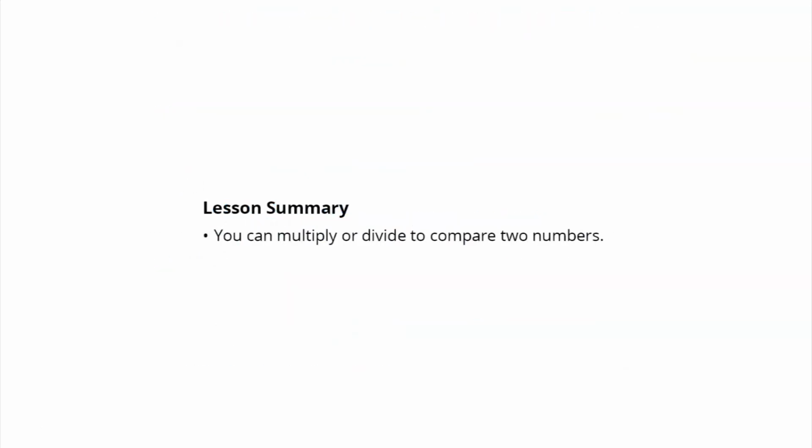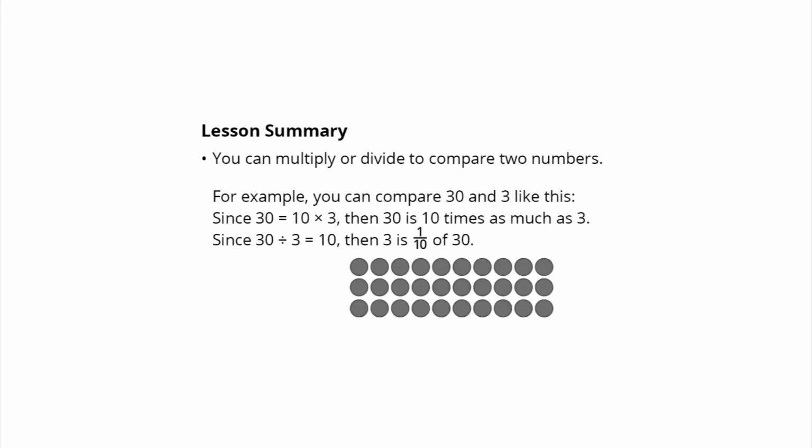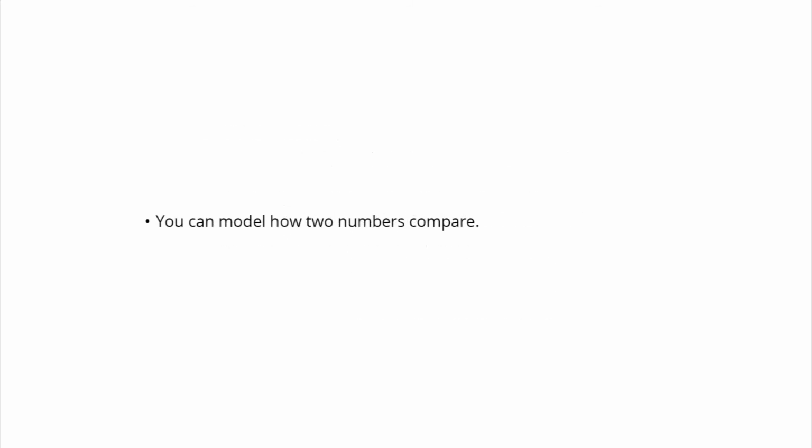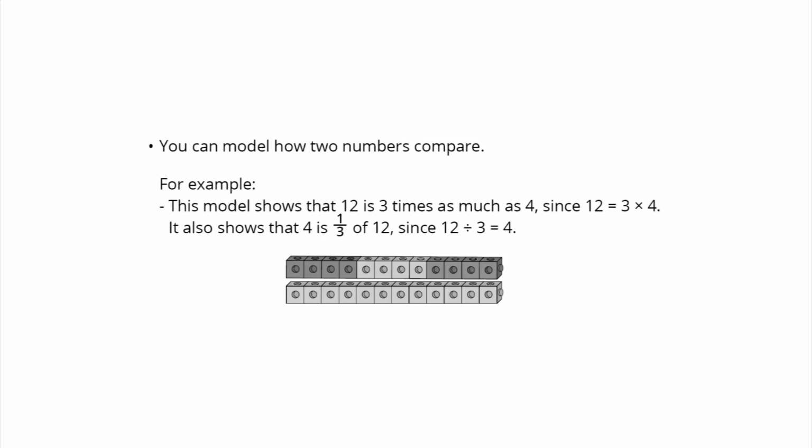Lesson summary. You can multiply or divide to compare two numbers. For example, you can compare 30 and 3 like this. Since 30 equals 10 times 3, then 30 is 10 times as much as 3. Since 30 divided by 3 equals 10, then 3 is 1/10 of 30. You can model how two numbers compare. For example, this model shows that 12 is 3 times as much as 4, since 12 is equal to 3 times 4. It also shows that 4 is 1/3 of 12, since 12 divided by 3 equals 4.